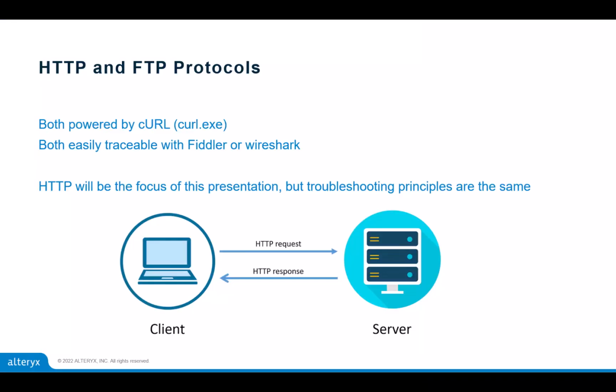Now, you don't need to be an expert on HTTP and FTP protocols. You just need to know that they are both ways to communicate with an external server. No matter which protocol the tool is configured to use, the requests are sent out by curl and are easily traceable with Fiddler or Wireshark. In the demo in this video, we will focus on HTTP traffic, but the approach can be used for troubleshooting FTP traffic as well.